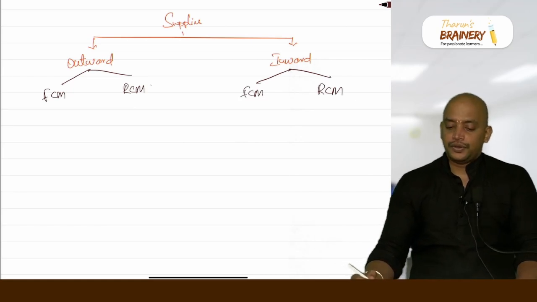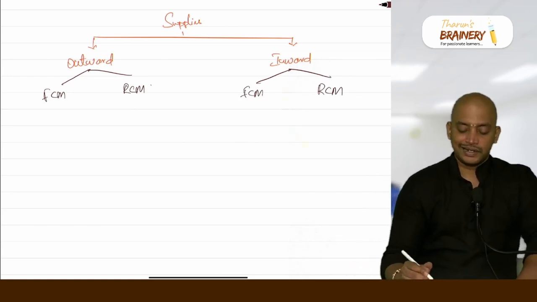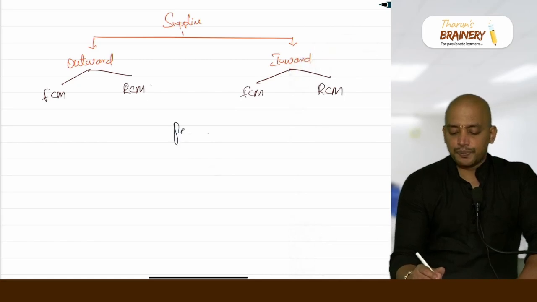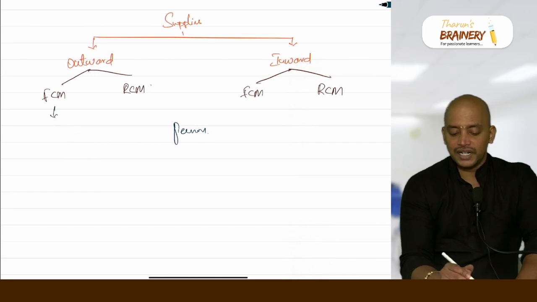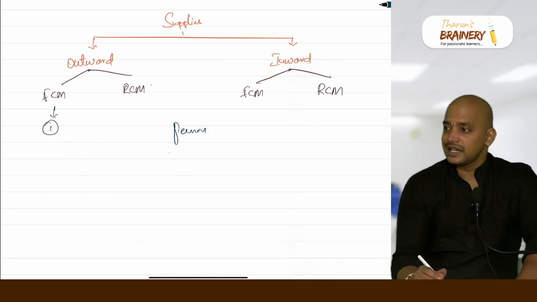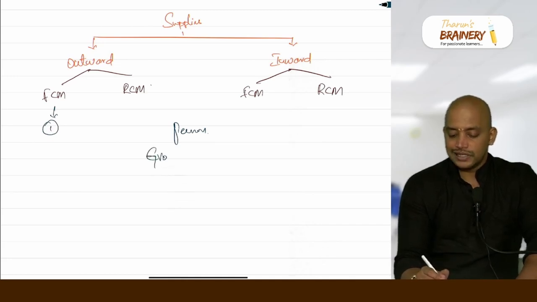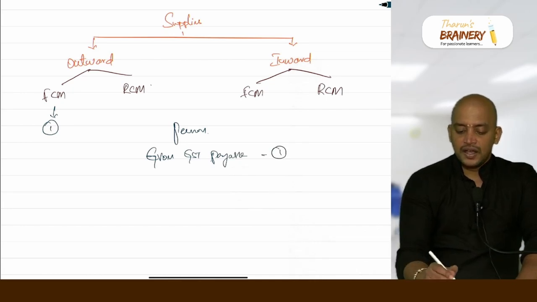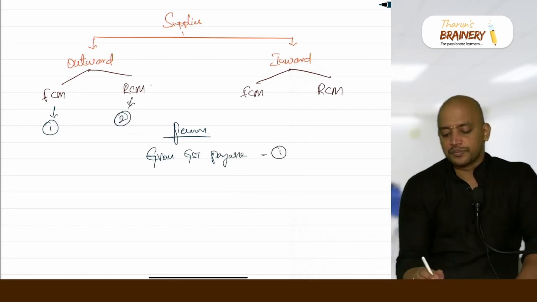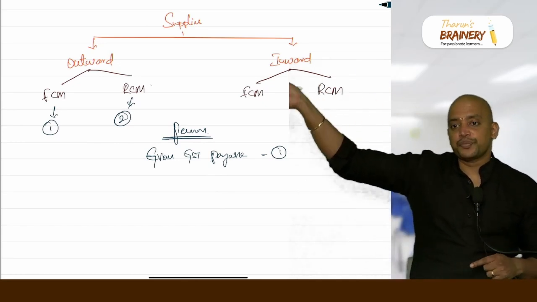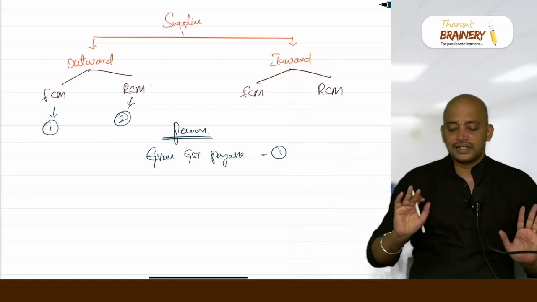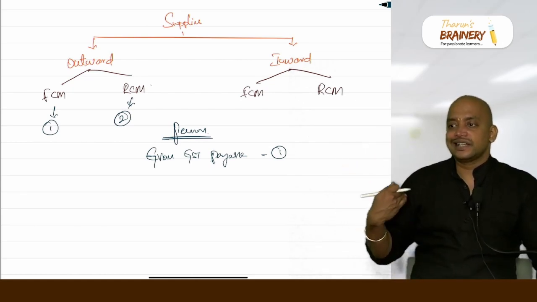Now, what will happen with respect to outward FCM? Will it be added to the liability? Yes, it will be taken to the gross GST payable. This one will come, but outward RCM will not come here. Why? Because it will be taxable in the hands of the recipient. So don't add it anywhere. Just write a note, but do not add it in the liability.